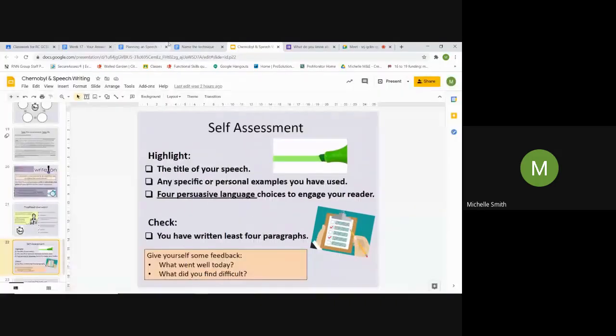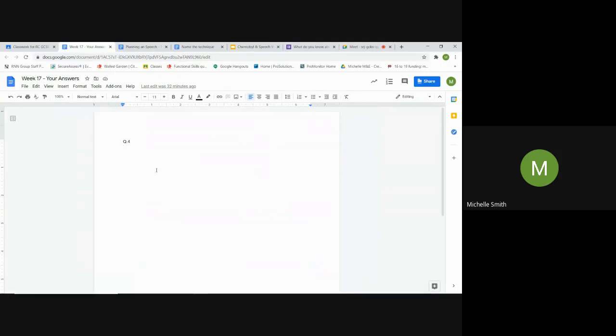So if you go to the sheet that you've responded on, which is your week 17, your answers, once you've answered this question 4, somewhere down here, you should have written your speech. So all you need to do is write what went well, what do I need to work on, or what did I find difficult, or what do I need to develop? And I actually need you to write something here. So you know what it is that you're doing.